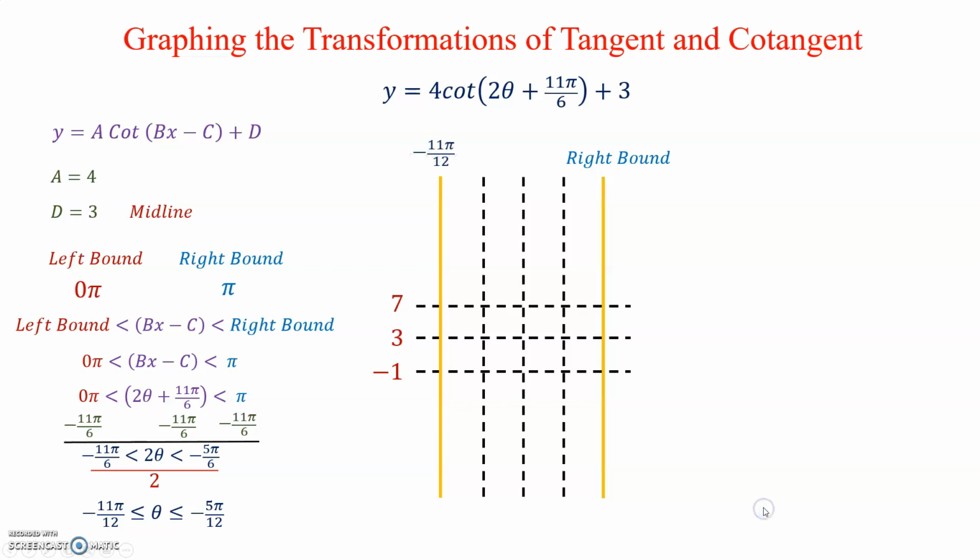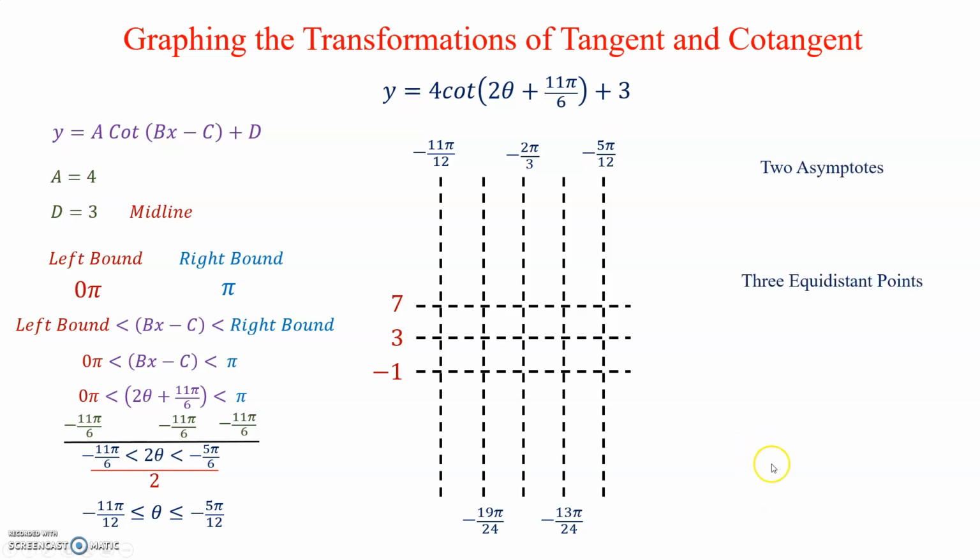Our left bound will now be negative 11 pi over 12, and our right bound will now be negative 5 pi over 12. Now to find our other three, simply average those two values. That gives us negative 2 pi over 3. Average those two values. That gives us negative 19 pi over 24. And average those last two to give us negative 13 pi over 24. So now we're ready to give the two asymptotes and the three equidistant points.